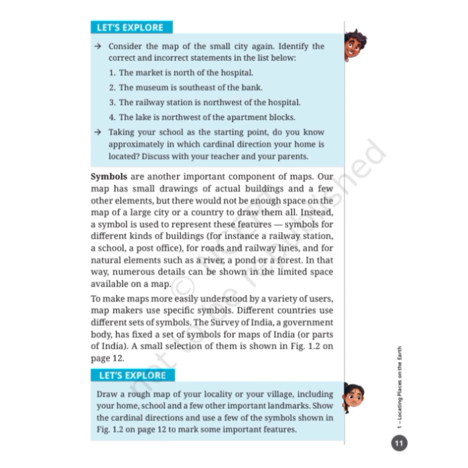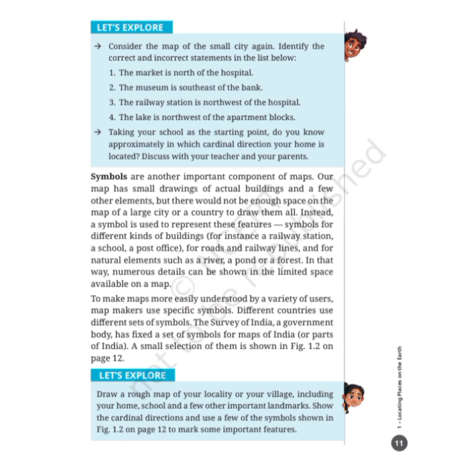Symbols are another important component of maps. Our map has small drawings of actual buildings and a few other elements, but there would not be enough space on the map of a large city or a country to draw them all. Instead, a symbol is used to represent these features. Symbols for different kinds of buildings, for instance, a railway station, a school, a post office, for roads and railway lines, and for natural elements such as a river, a pond, or a forest. In that way, numerous details can be shown in the limited space available on a map.